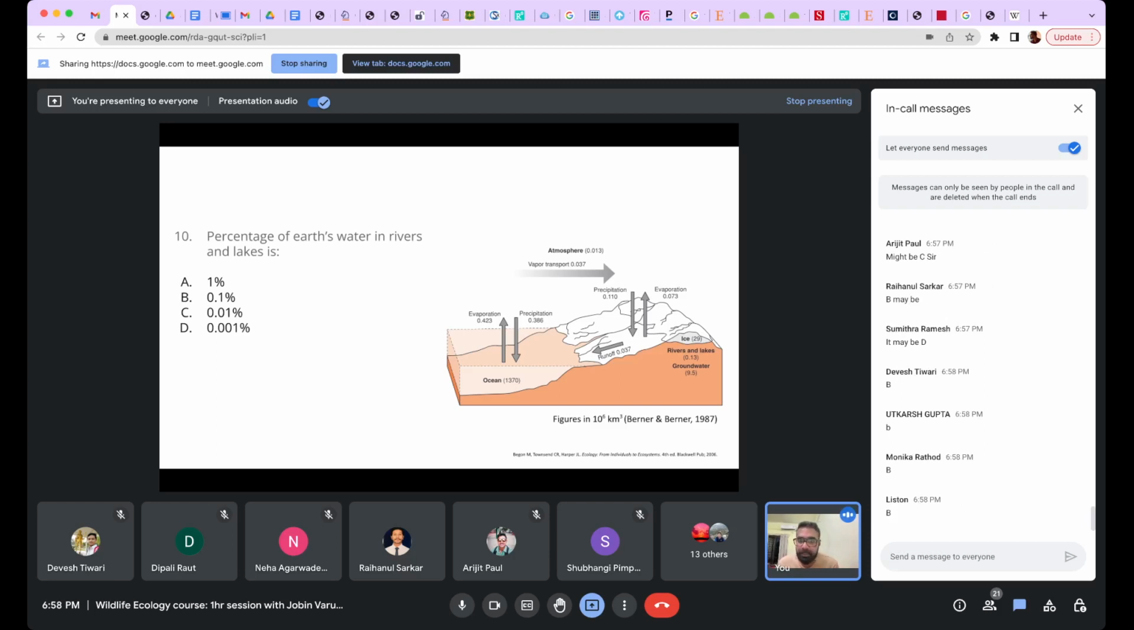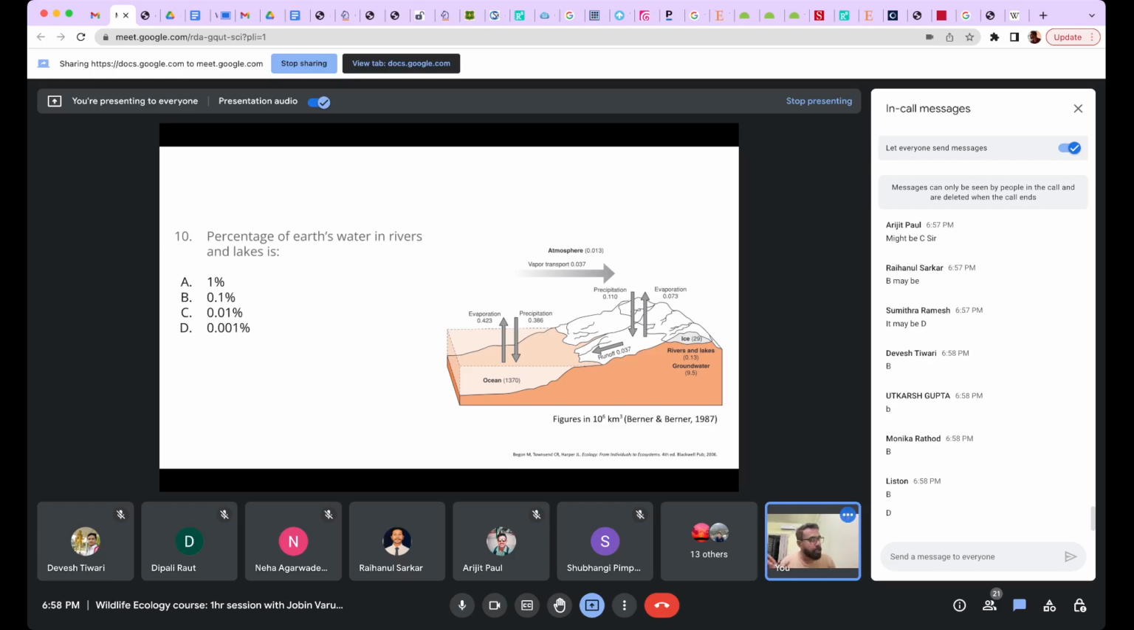Sorry, it's not in percentage. The ocean has 1370 into 10 to the power of 6 kilometer cube. A kilometer cube is a unit of volume. It's basically 1 kilometer by 1 kilometer by 1 kilometer, the length, breadth and height of a cube. A cube of one meter contains about 1,000 liters of water. So a kilometer cube is basically 1,000 into 1,000 into 1,000 of a meter cube.